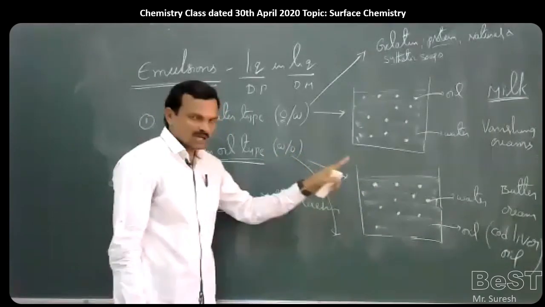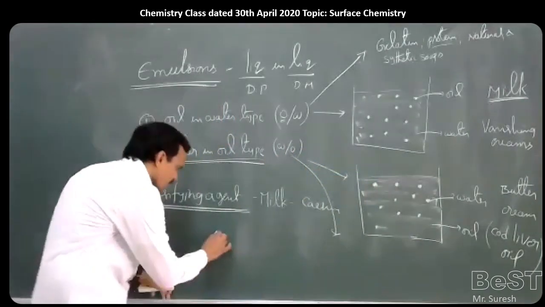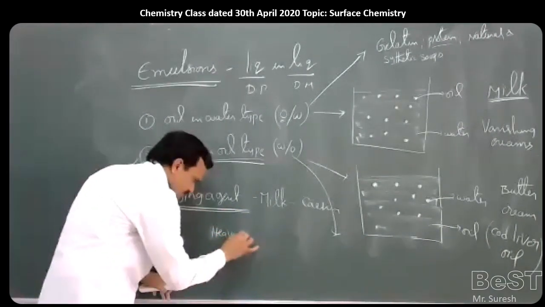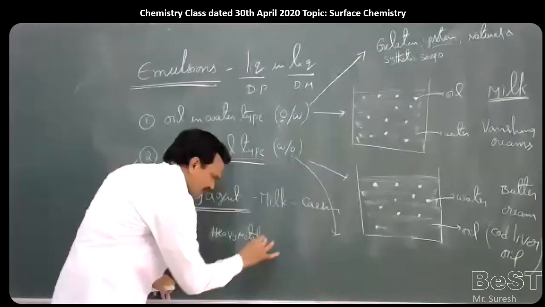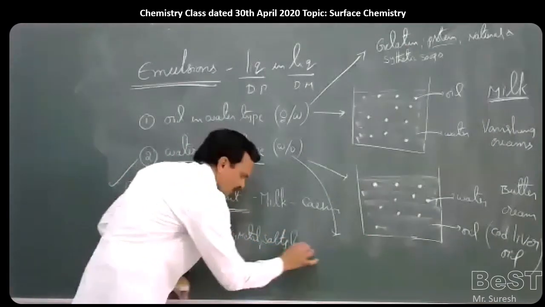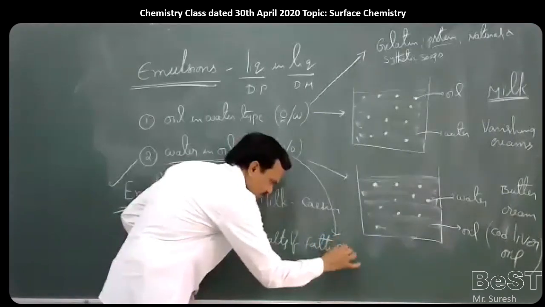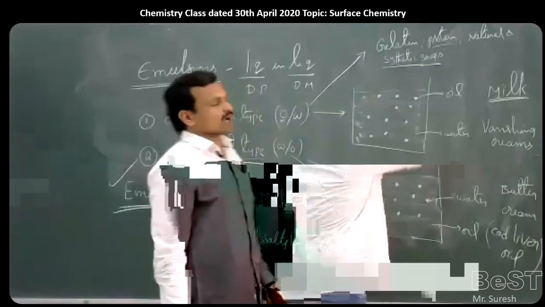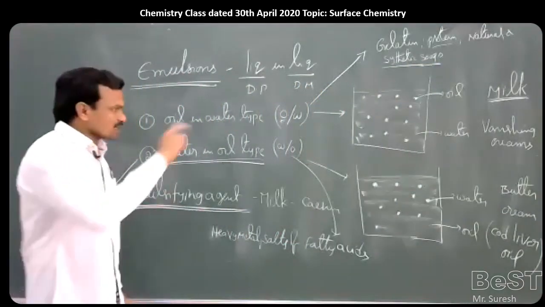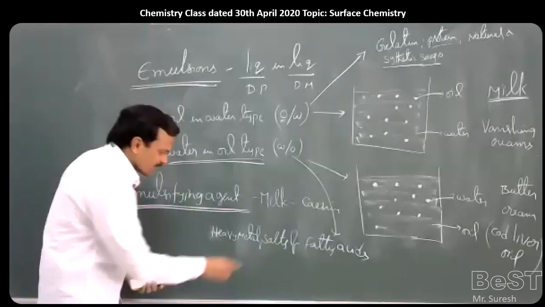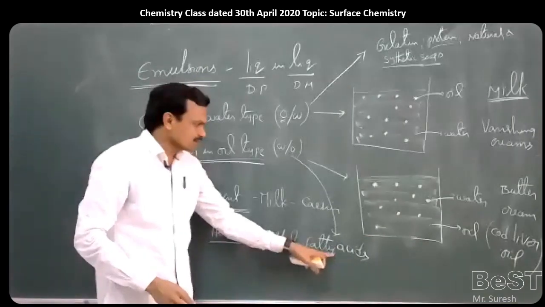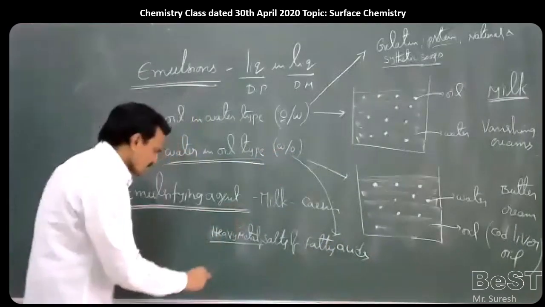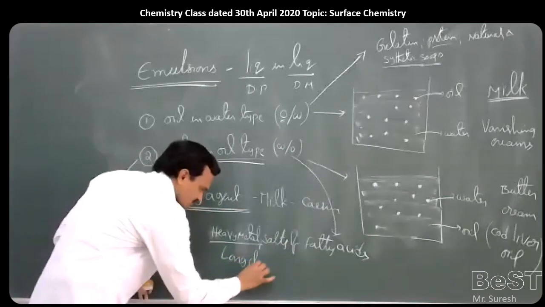Water dispersed in oil type emulsions can be stabilized by heavy metal salts of fatty acids. See, soaps are nothing but sodium or potassium salts of fatty acids. Instead of sodium and potassium, if you take heavy metal salts of fatty acids, then they can keep this water in oil type emulsion stable. Next, long chain alcohols.